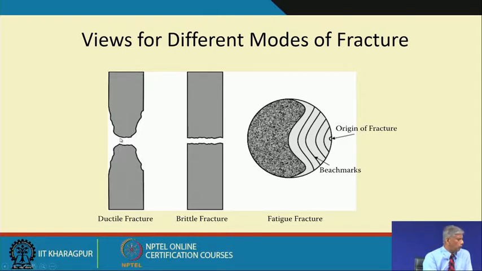Looking at the failed component, and those of you who are students, you would have seen when you do a uniaxial test of a mild steel specimen in a UTM, universal testing machine, you will come across such a cup cone type failure. And this material, mild steel, is ductile.